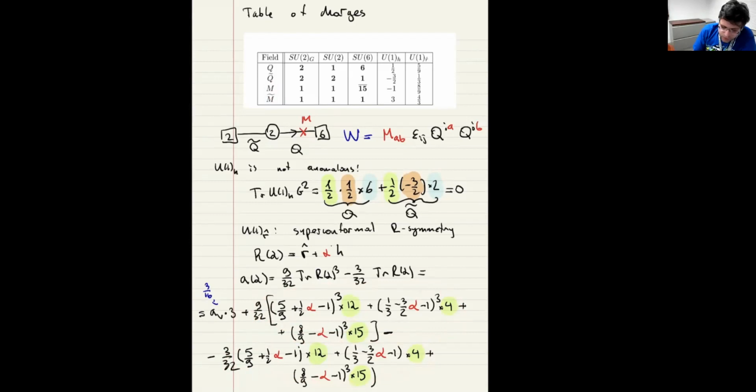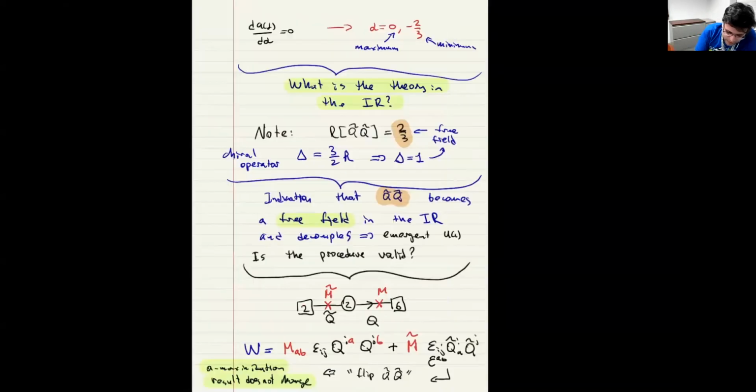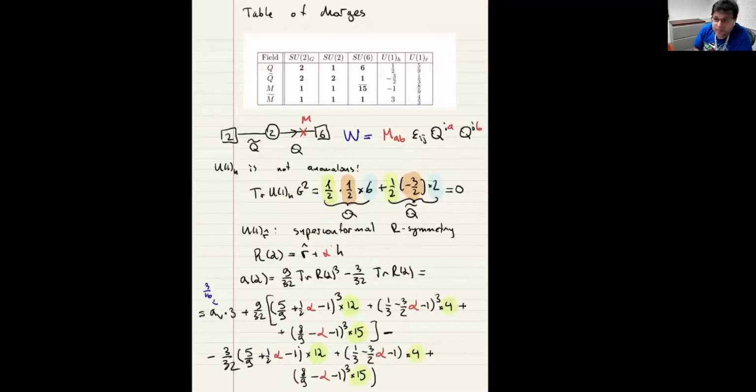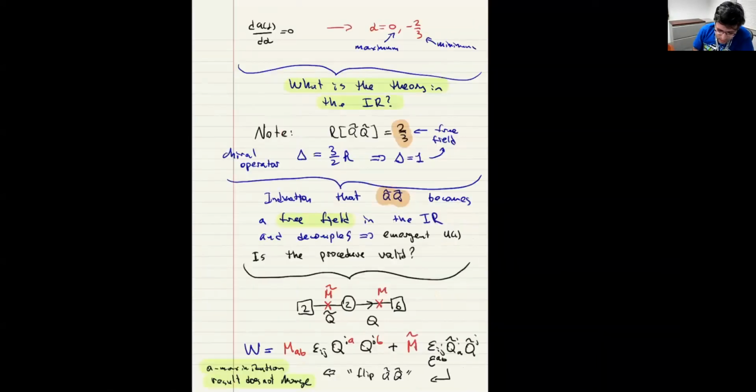You now need to find the maximum of this function to perform a-maximization. So you just compute the derivative and equate it to 0. And you find that there are 2 solutions, alpha equals 0 and alpha equals minus 2/3. And it so happens that alpha equals 0 is the maximum. So in fact, this R-symmetry assignment that we have written here is the superconformal one. If you have any doubts, please verify this. All these simple exercises are worth performing.